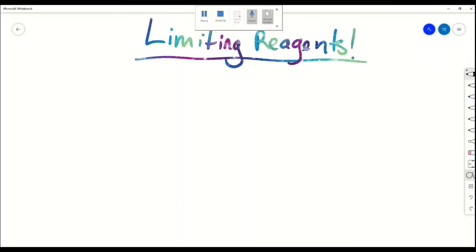All right, so limiting reagents. What are they? What can they do? Where do we get them from? Why do we actually have them?